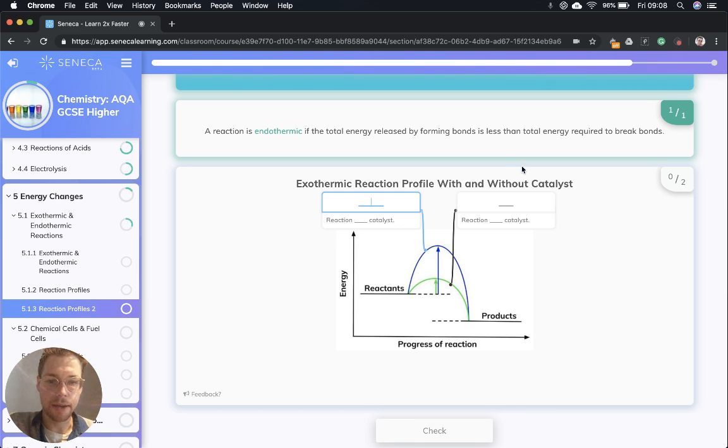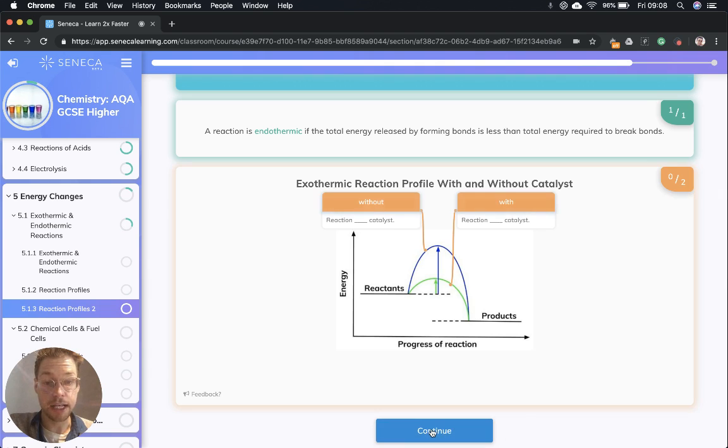Cool. Okay, so just to recap what it looks like on an energy profile or a reaction profile, when we have a catalyst present, we have a lower activation energy, so the line looks lower, but the energy of the reactants and products stays the same, and the enthalpy change of reaction, or delta H, that's going to remain the same as well.